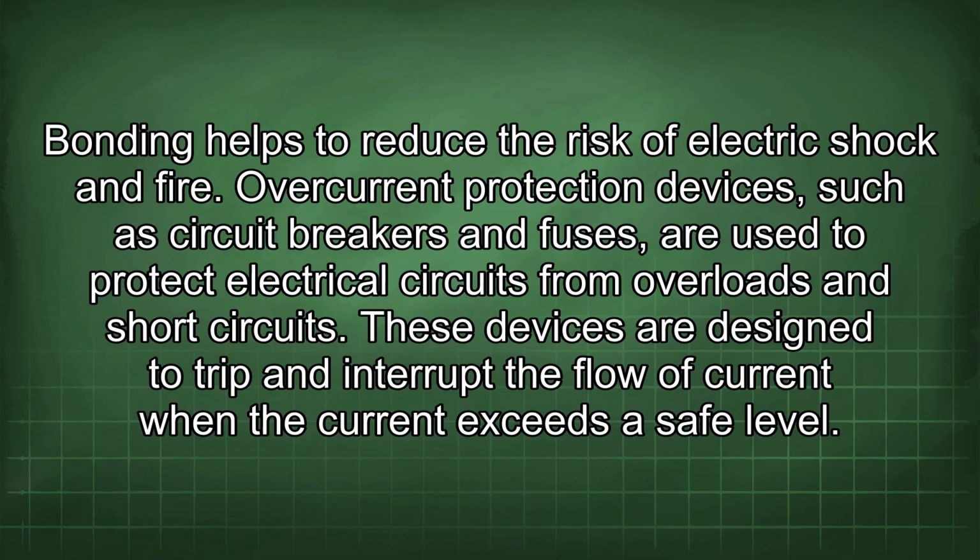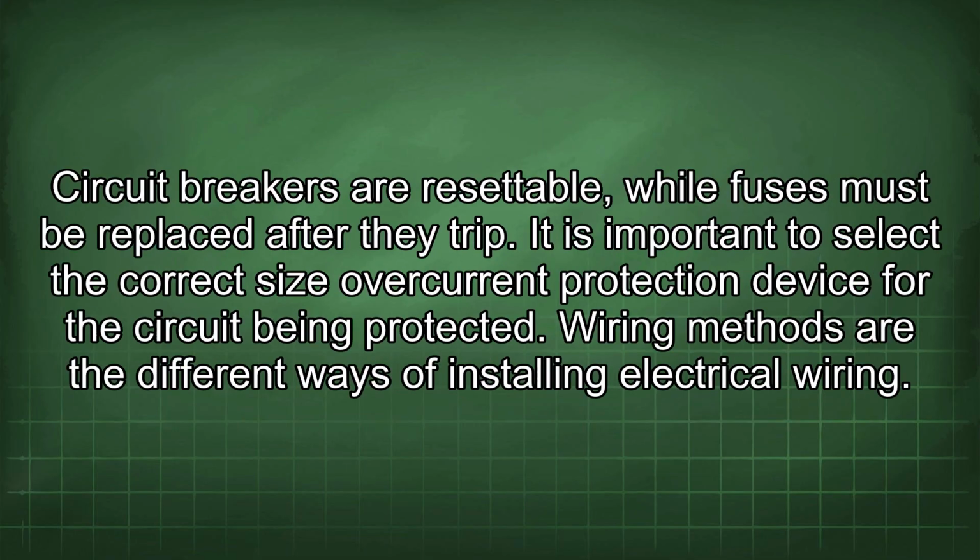Overcurrent protection devices, such as circuit breakers and fuses, are used to protect electrical circuits from overloads and short circuits. These devices are designed to trip and interrupt the flow of current when the current exceeds a safe level. Circuit breakers are resettable, while fuses must be replaced after they trip. It is important to select the correct size overcurrent protection device for the circuit being protected.